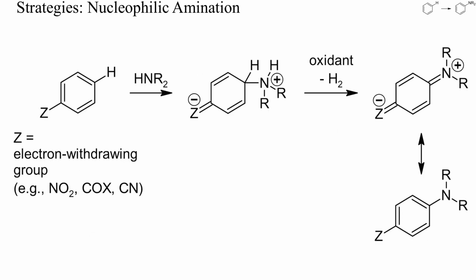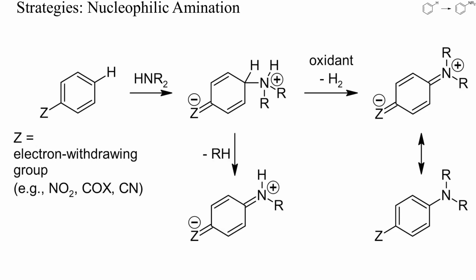Electron-deficient arenes can sometimes be aminated with an amine and an oxidant. The tricky part is to find oxidants that will not react with the amine directly, but only with the addition product of the amine and the arene.